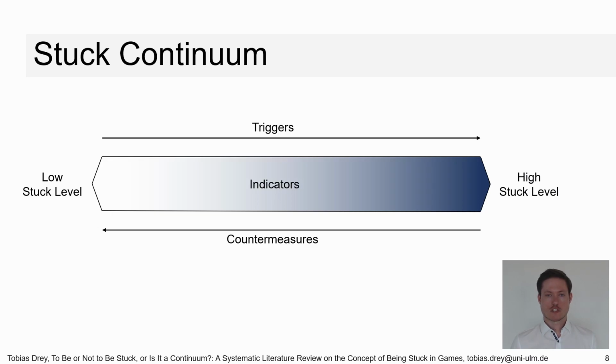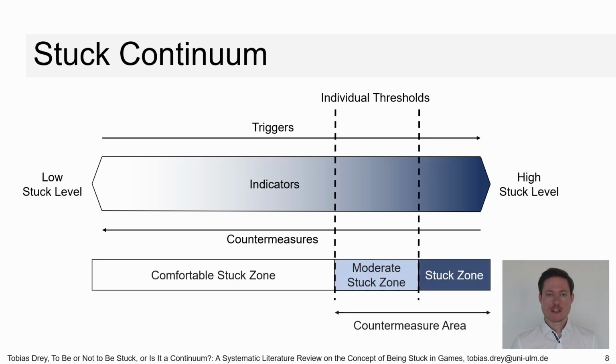Our stuck definition states that a personal stuck threshold exists, which divides the continuum into an area of an acceptable and unacceptable stuck state. Countermeasures should be taken before the player exceeds this unacceptable stuck threshold. Therefore, we have integrated a second moderate stuck threshold more to the left. These two individual thresholds span three distinct zones, which are the individual comfortable stuck zone, the moderate stuck zone, and the stuck zone.